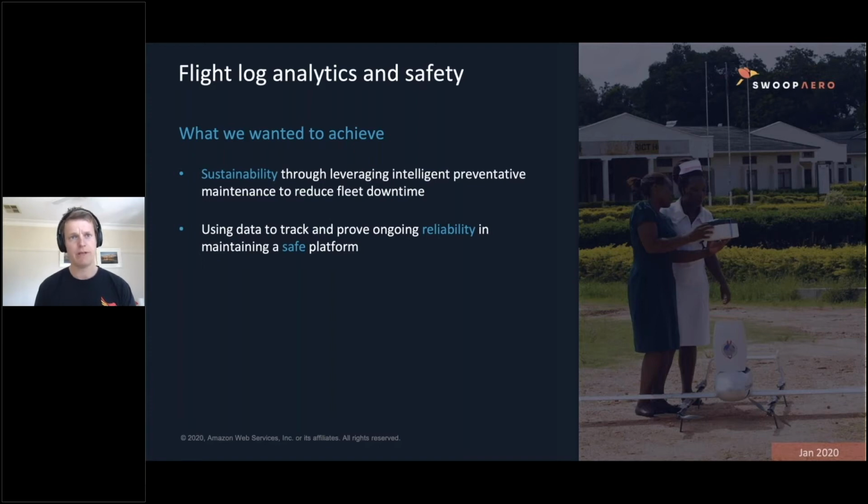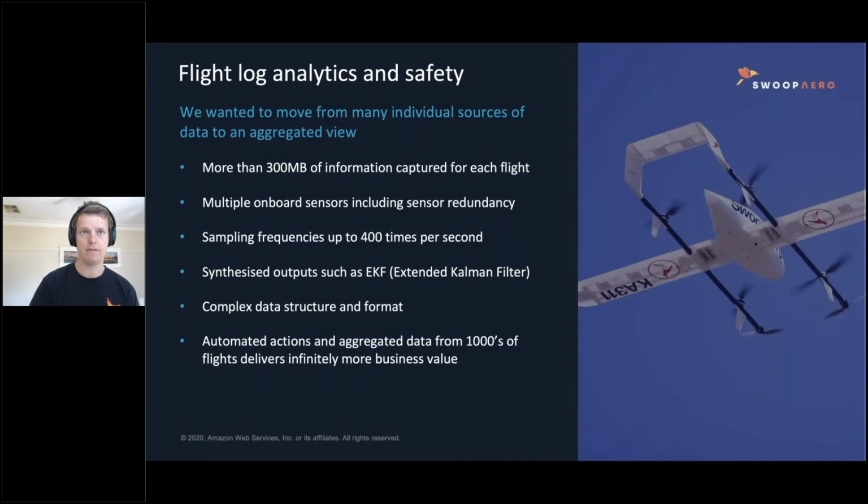We also wanted to be able to use data-driven insights to improve our product, as well as the ability to provide evidence to external regulators on the safety and reliability of our platform. Each aircraft captures more than 300 megabytes of information per flight. This adds up quite quickly across many flights.